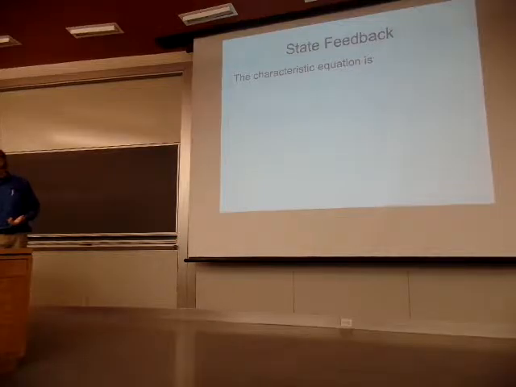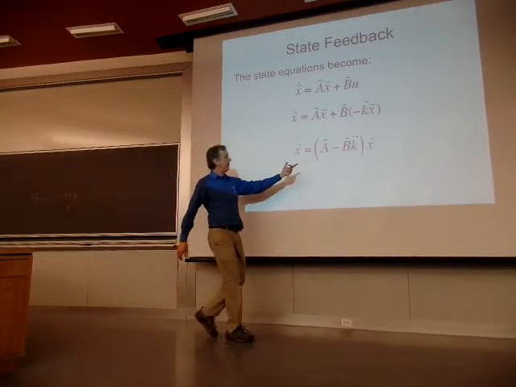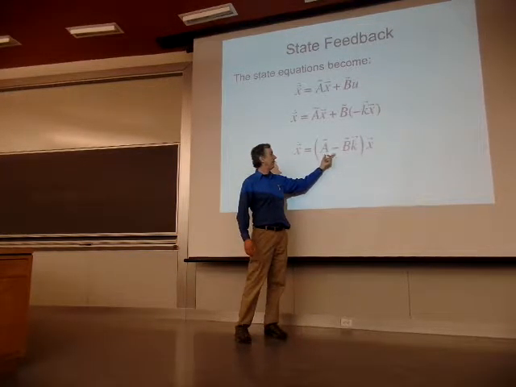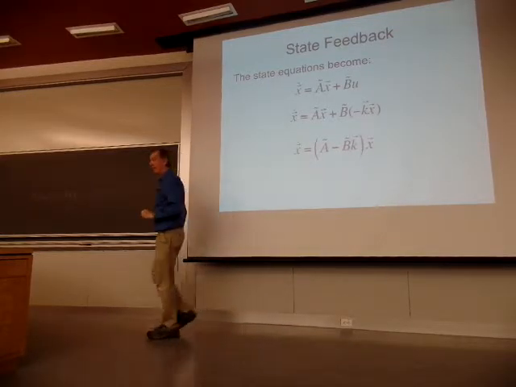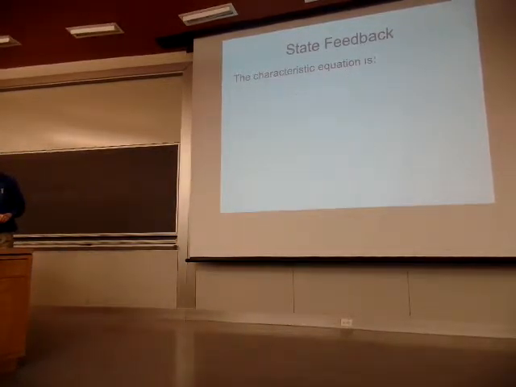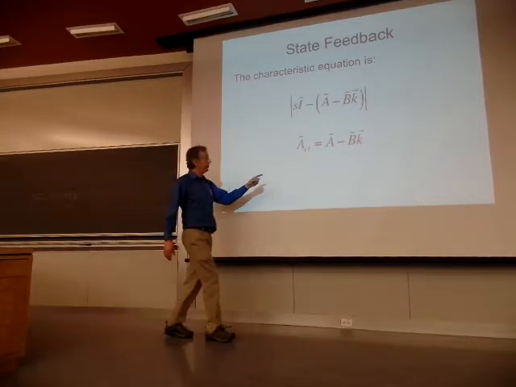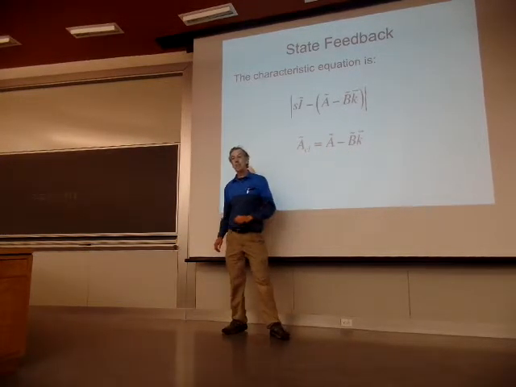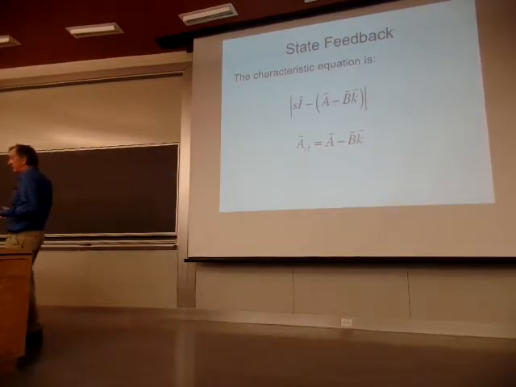So what's my characteristic equation for this system? Well, same as before, where it's sI minus A, but now it's sI minus (A minus BK). So it's still sI, but now it's this new A matrix, which is A minus BK. I'll call this A closed loop, this new A matrix, and my open loop A minus BK. Same structure, exactly.